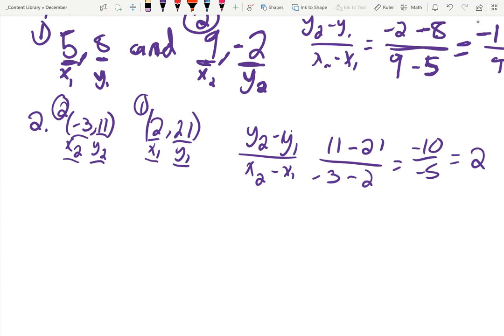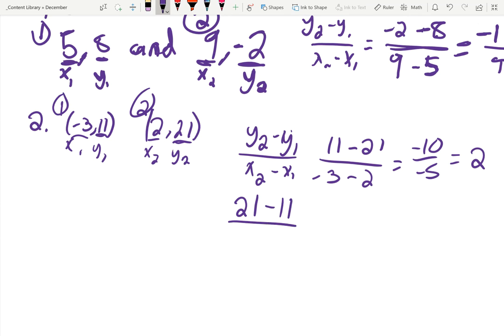Now, just to show you, let's rearrange this. Let's say that was point 1 and this was point 2, right? So that makes this now x1, y1 and x2, y2. So let's say I actually called the points the opposite. Will it still give me the same slope? The answer is it should. So let's do that. So y2 in this case now is 21, and y1 is now 11. So 21 minus 11 over x2, which is 2, minus x1, which is -3.